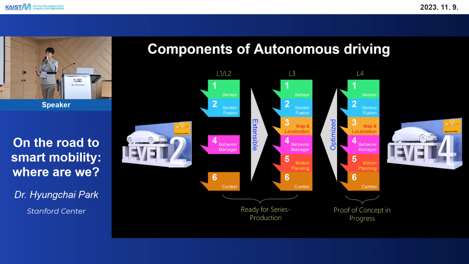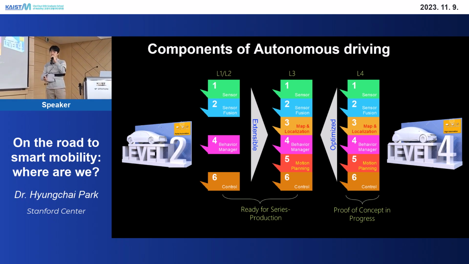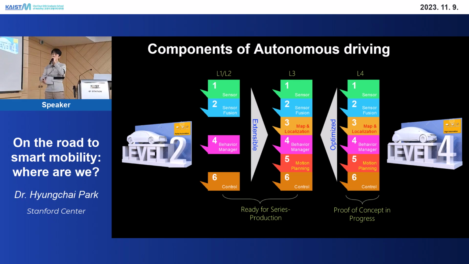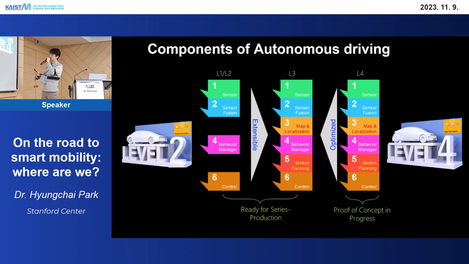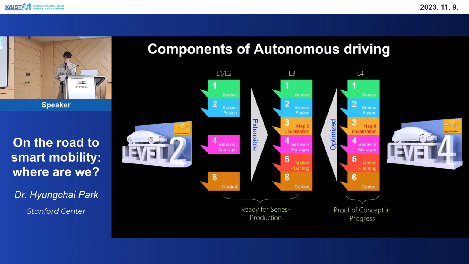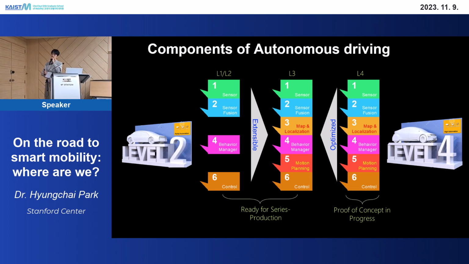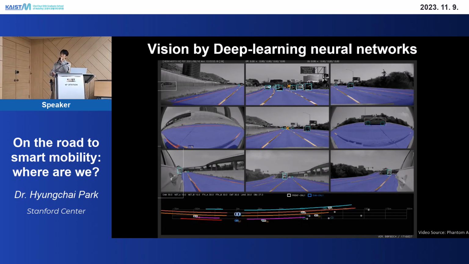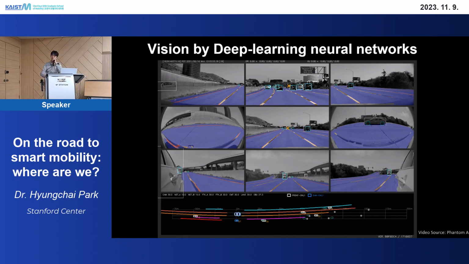This sounds very natural and simple, but until 2010 we could not actually implement these technological components. Thanks to some technological breakthroughs, now we can implement this system relatively easily. One technical breakthrough is vision analysis by deep learning neural networks.